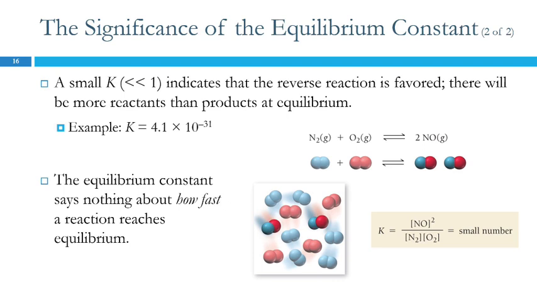Important to note, that equilibrium constant says nothing about how fast it gets to equilibrium. It could take 1,000 years to get to equilibrium. It could take 2 seconds or a nanosecond. Says nothing about that. The rate is what we learned about in chapter 15, and we're just going to set that aside and talk about equilibrium now.